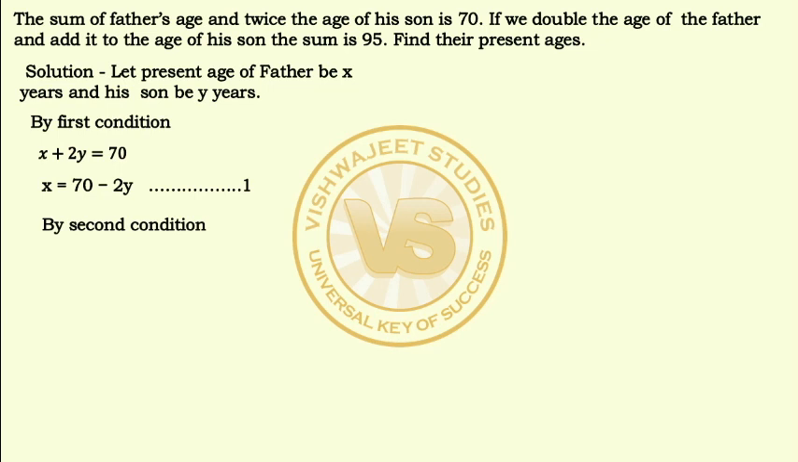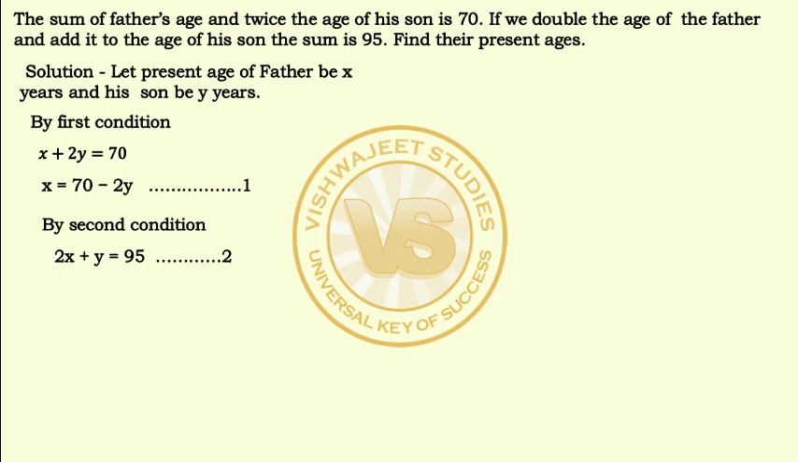Our second condition is: double the age of the father and add it to the age of his son. Double the age of the father means 2x, add means plus sign, age of his son means y.